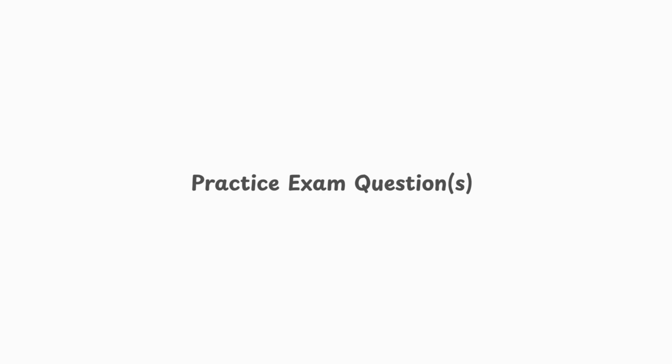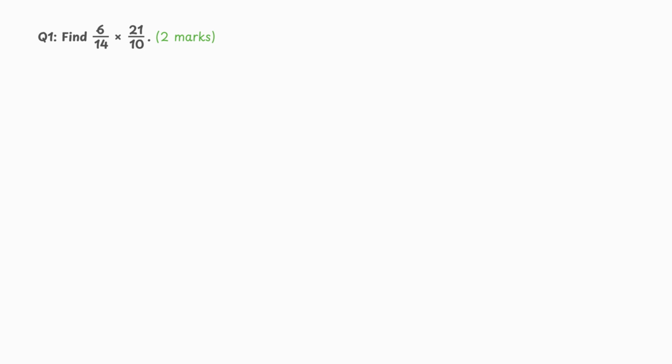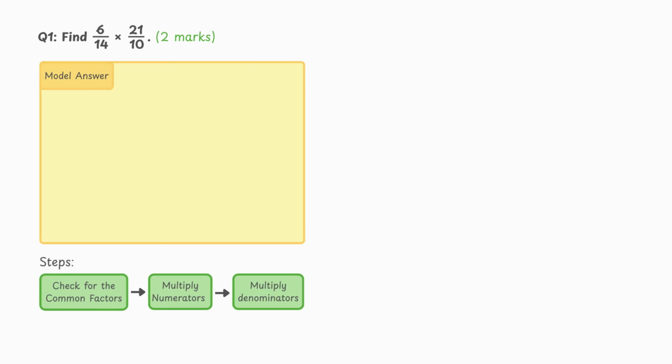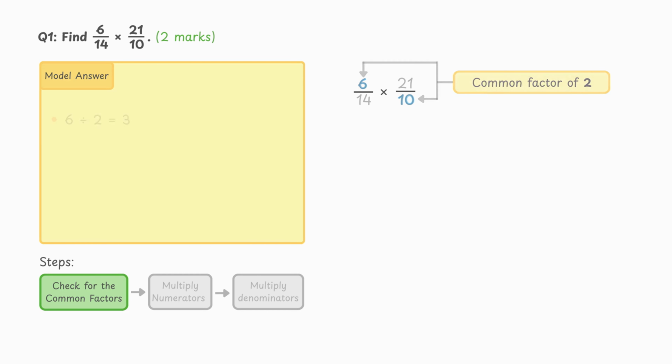Now let's dive into some exam-style practice questions. You can pause the video and try yourself. Let's find 6/14 multiplied by 21/10. Before we multiply, the first thing we do is look for common factors that can be canceled. This makes the calculation much easier. Start by looking across the fractions. 6 and 10 share a common factor of 2. Divide 6 by 2 to get 3, and divide 10 by 2 to get 5.